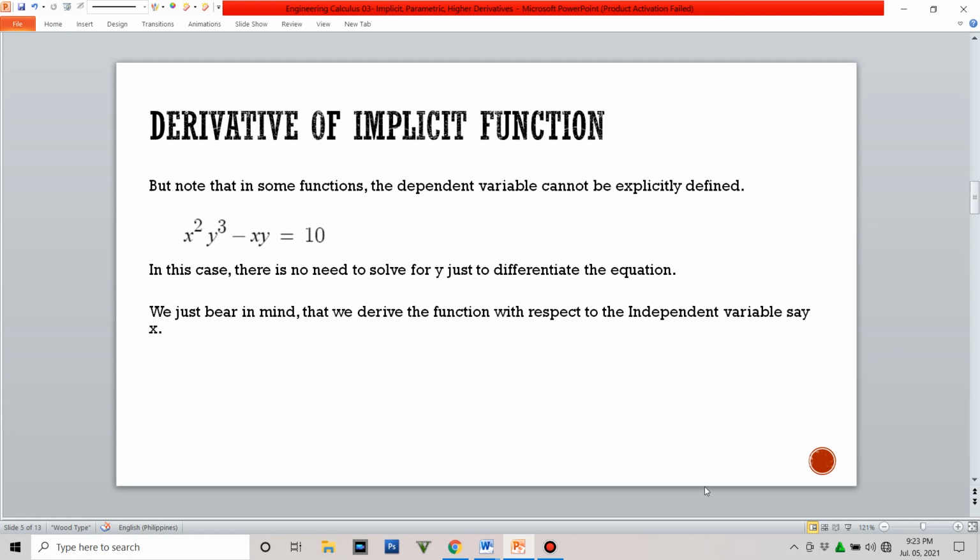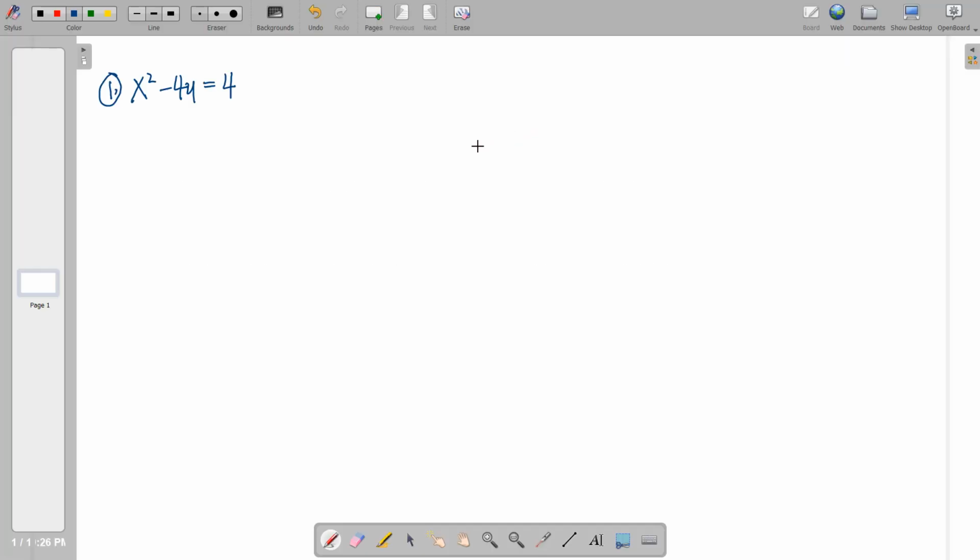We will just have to bear in mind that we derive the function with respect to the independent variable, say x. Hence, we will just apply d over dx to both sides of the equation and then solve for dy all over dx. We can further illustrate that through an example.